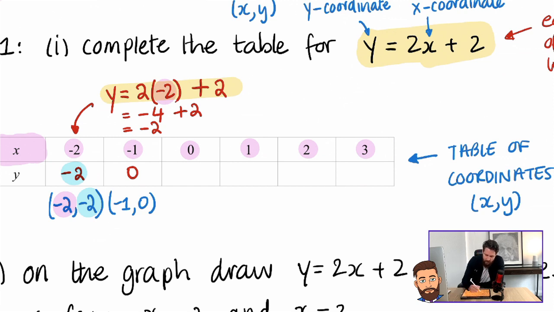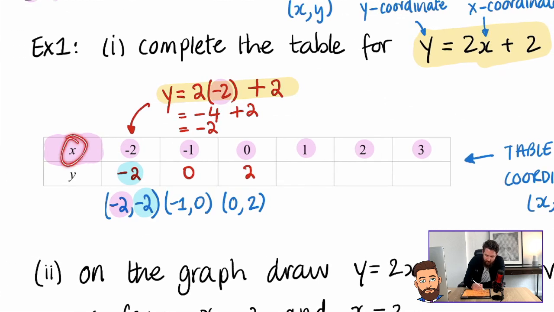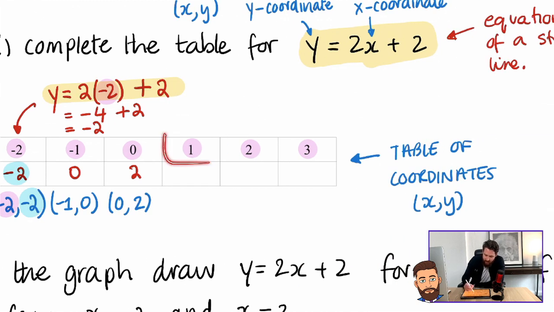So what comes up next when x is 0? Well, that's the easy one. y equals 2 lots of 0, because x is 0, plus 2. Well, what is 2 lots of 0? Anything multiplied by 0 is 0. 0 plus 2 is 2. So my y value for x is 0 is 2. Again, we have another coordinate now. That is 0, 2. How do I know 0 is first? Remember, x is first. x is first, always. x, y.